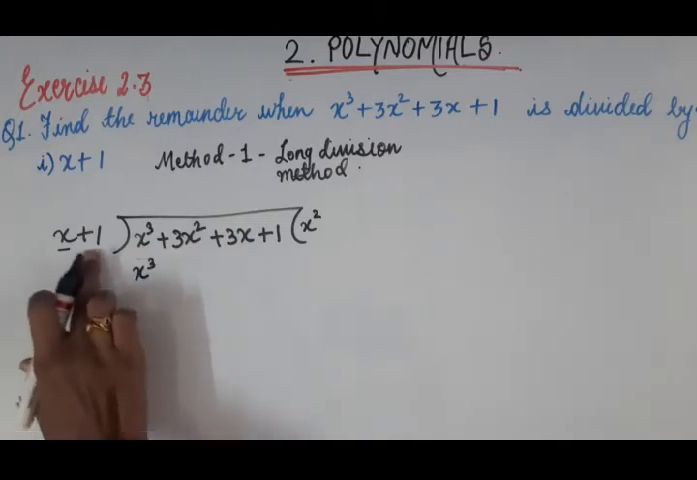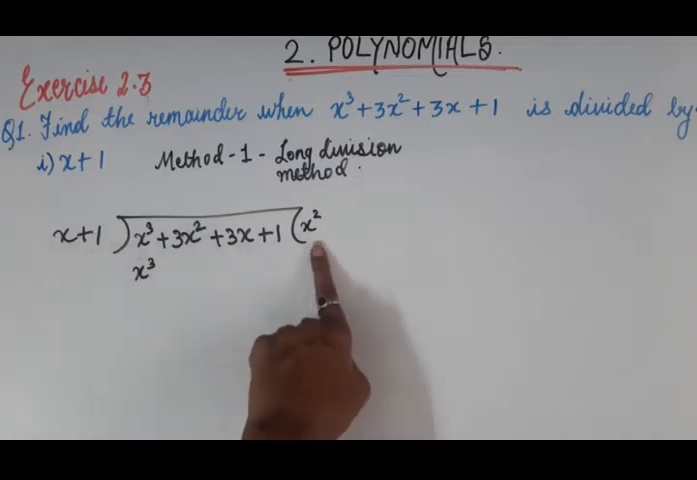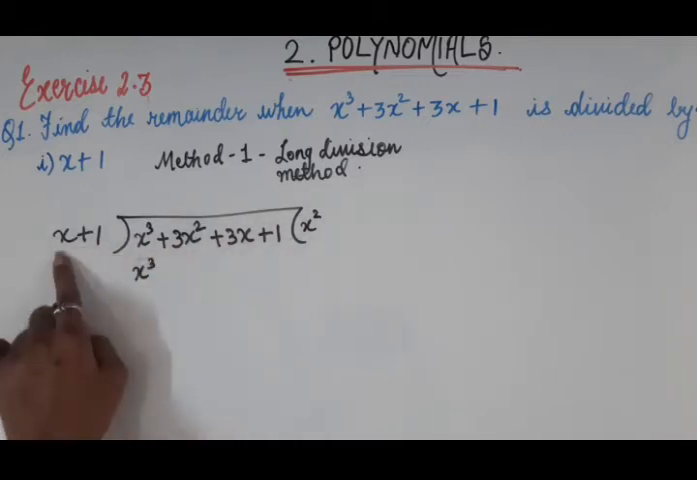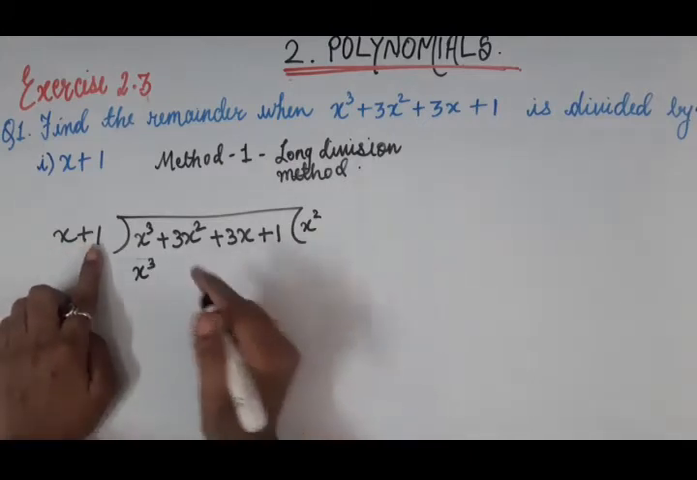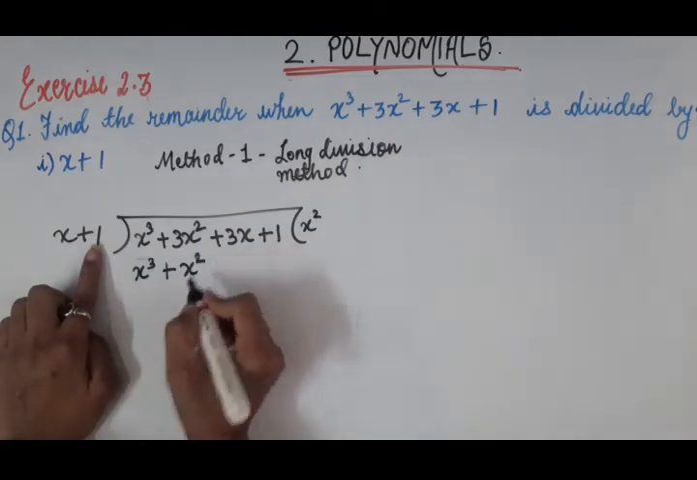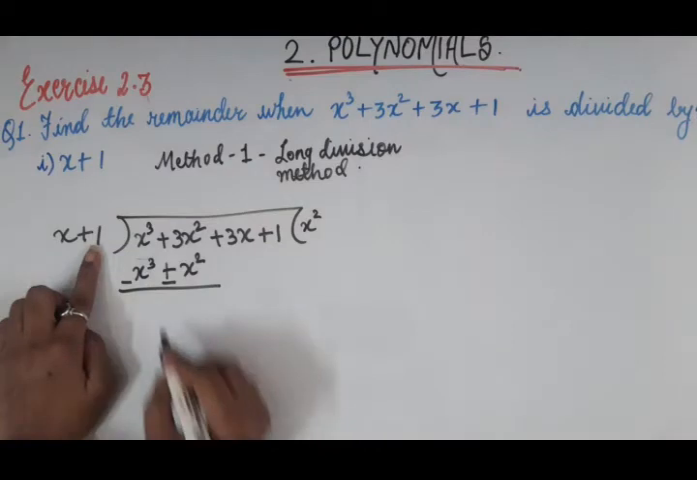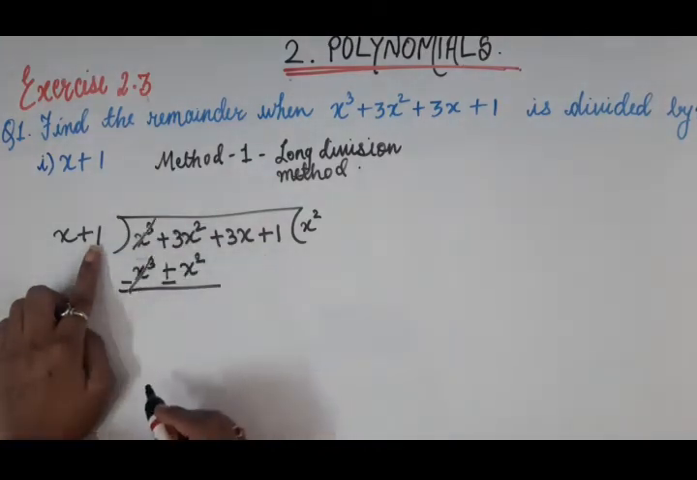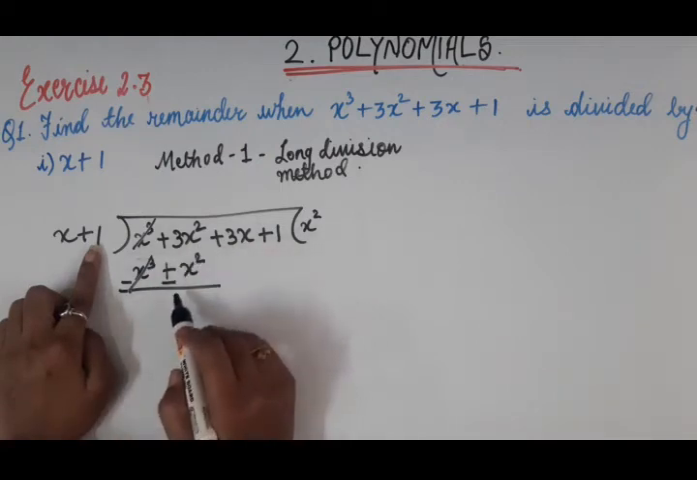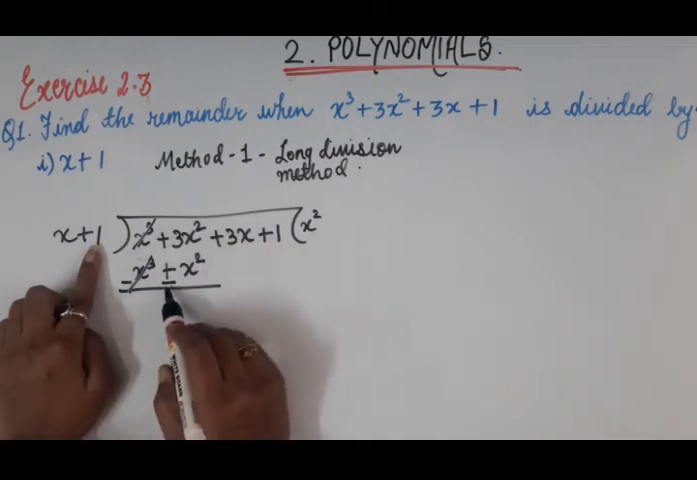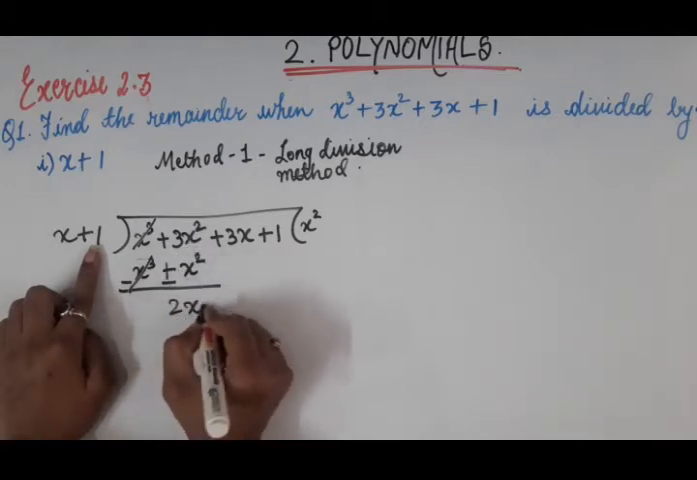Now this whole x plus 1 is the divisor, so you have to multiply this 1 also with x square. So x into x square is x cube, and then plus 1 into x square will be x square. Okay. Now change the signs. So x cube minus x cube cancel. What remains? 3x square minus x square. You have to consider the lower sign now. So 3x square minus x square, you will get 2x square.